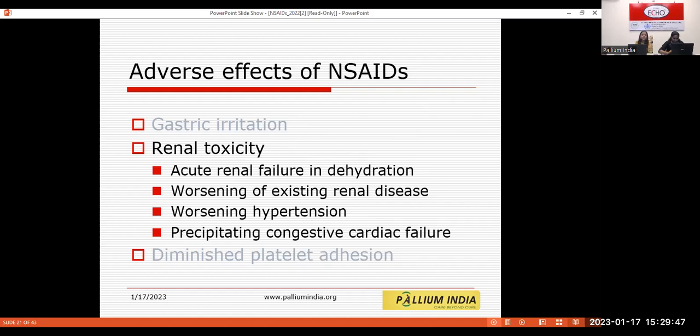Renal toxicity generally happens with dehydration. When you're drinking enough water, there is no chance for renal toxicity. But if there is any existing renal issue, or existing hypertension, it can cause worsening. Many of our patients will have all these issues. So we encourage them to drink fluids, or if they are too dehydrated, we don't give NSAIDs.